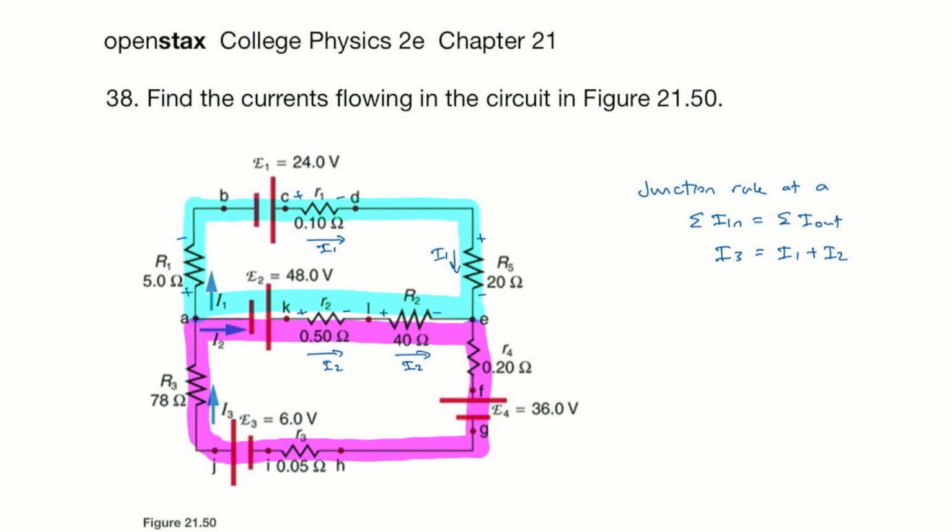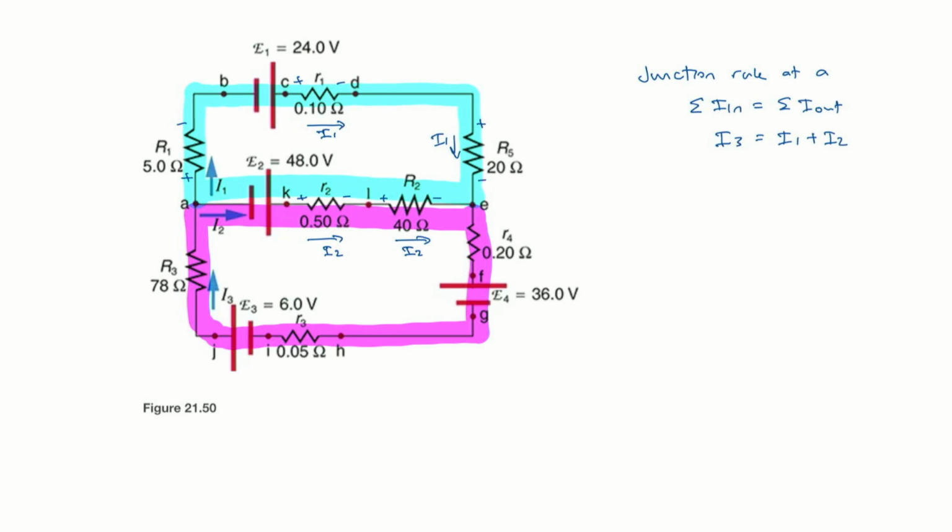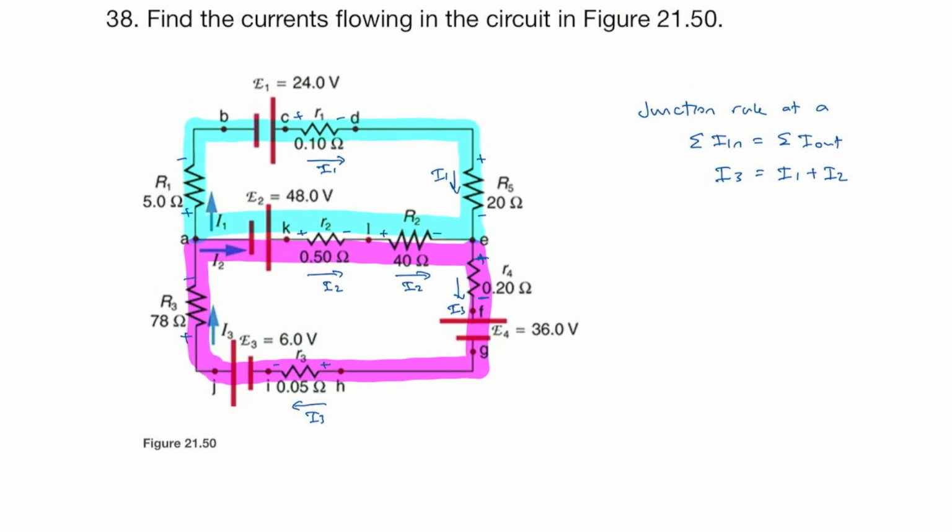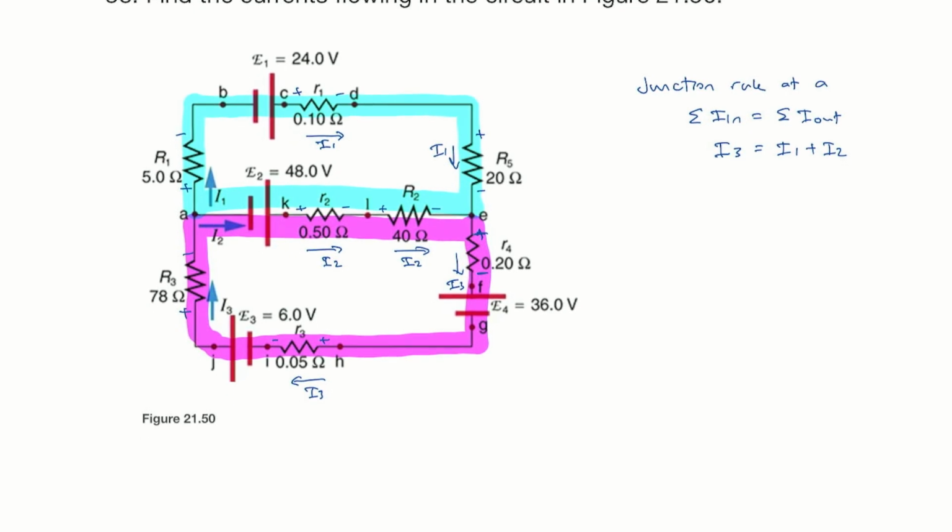And while we're at it, we might as well do the bottom loop, marking the resistors. Okay, so we've got I3 going like this. Where it enters is plus, leaves is minus, and so on for each resistor. Okay, so clockwise around the top loop, and we can actually just start putting in the numbers.